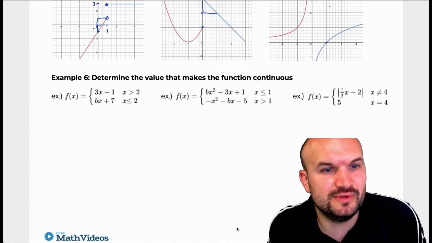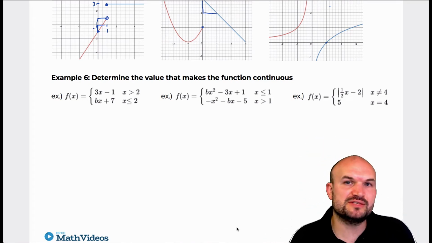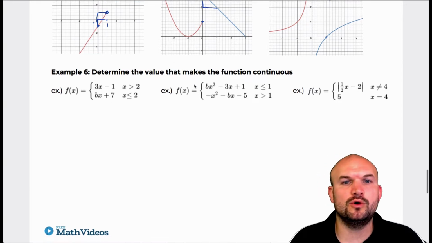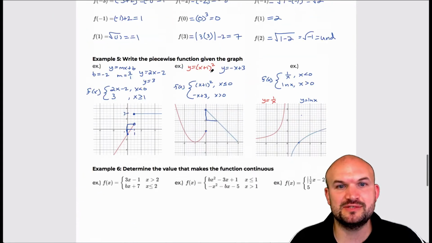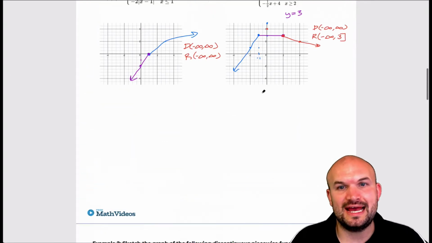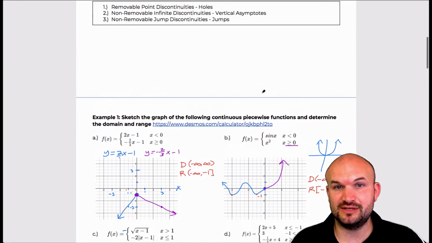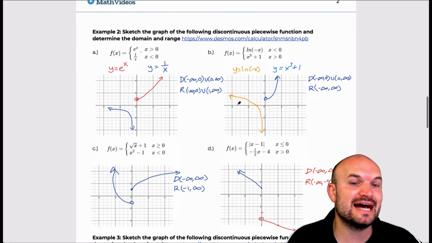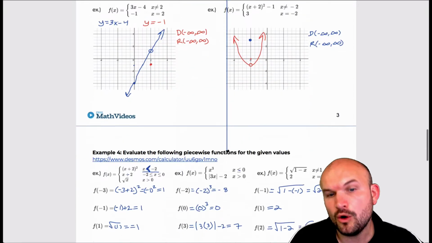Okay, so on to the final example as far as piecewise functions. What we have covered throughout this whole lesson is that piecewise functions can be continuous, they can be discontinuous, and there's a couple different ways, right? They can be continuous as we looked at. They can be discontinuous by a jump, by asymptotes, or by a hole, right?